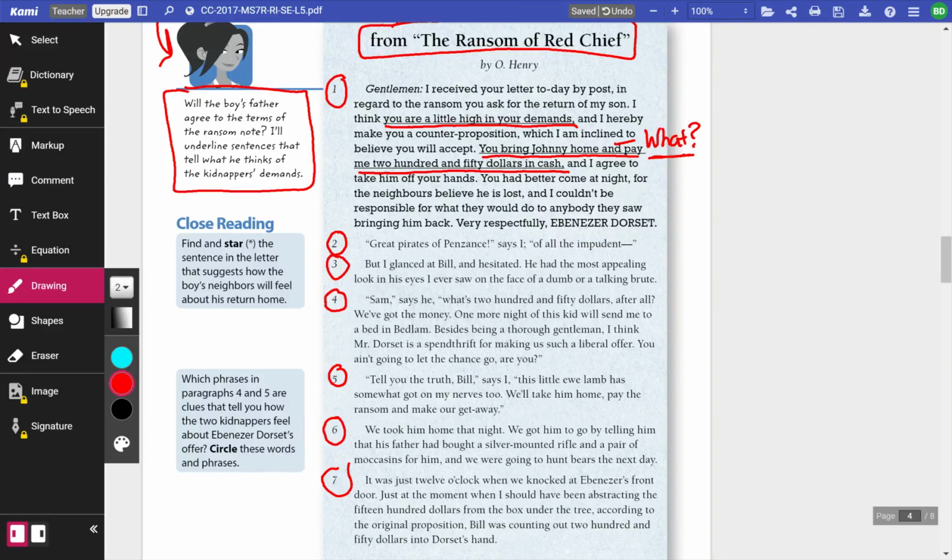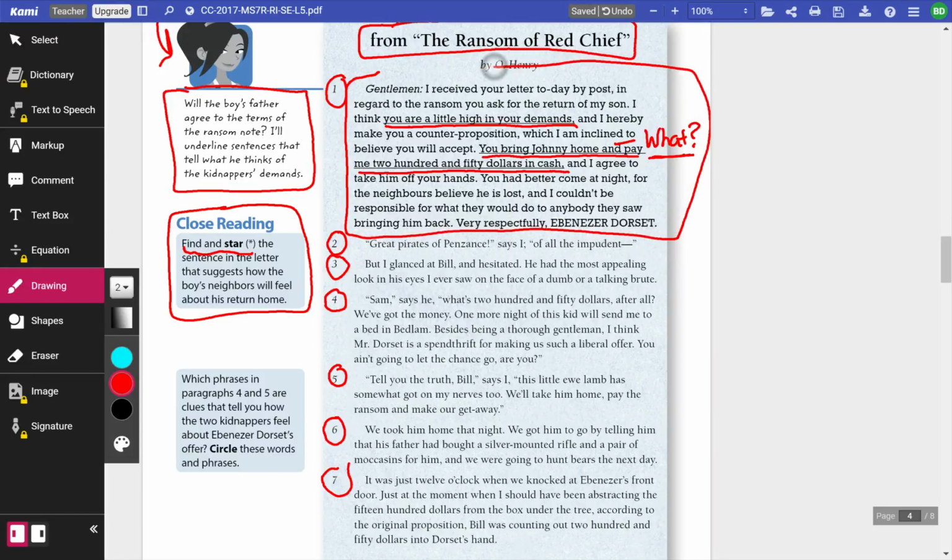So the next thing we're going to look at is the section out to the side that says close reading. Remember, guys, close reading is when you break apart the text, you analyze it, and you look for specific things. So we're going to find and star the sentence in the letter that suggests how the boy's neighbors will feel about his return home. The letter that the boy's father sends the kidnappers is only in paragraph 1. So this whole paragraph that I am boxing in is the letter from Dorset. I want you to reread paragraph 1 and look for the sentence that describes how the boy's neighbors will feel when he is returned. When you find that sentence, put a star beside it. Go ahead and pause the video and do that now.